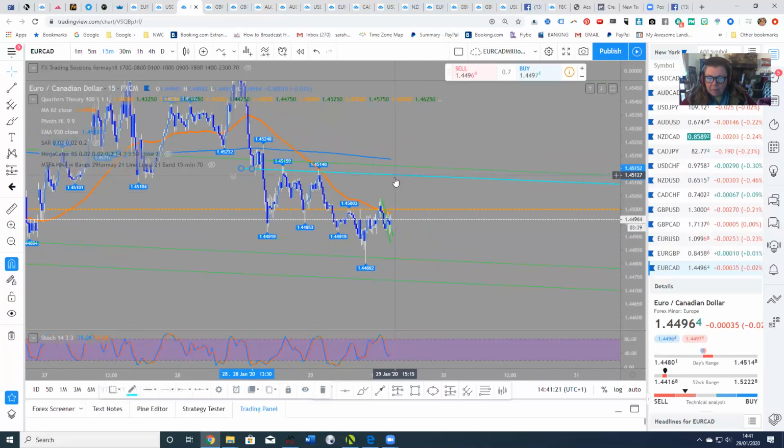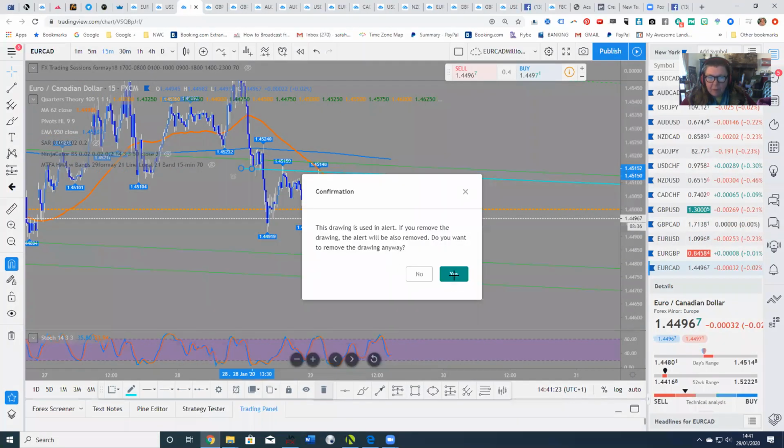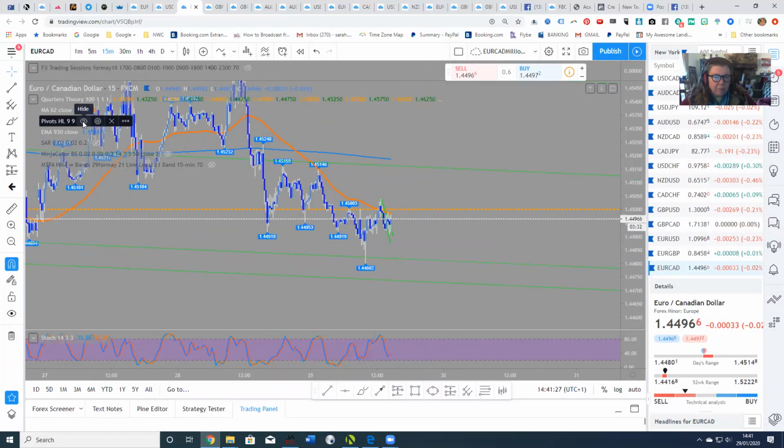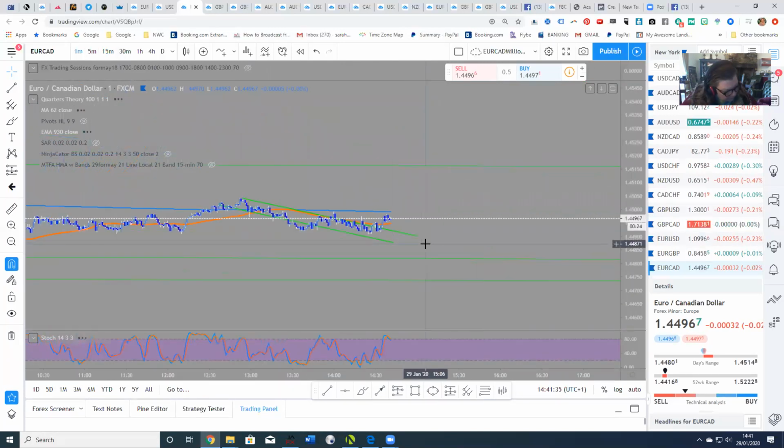I'm going to take that alert off. I don't want that up there anymore. And I'll take the pivots off. Oh, so I had this marked because I was looking at it for us before we came on as well.